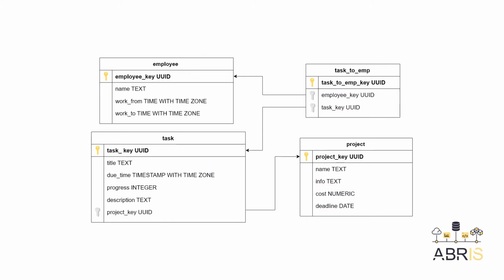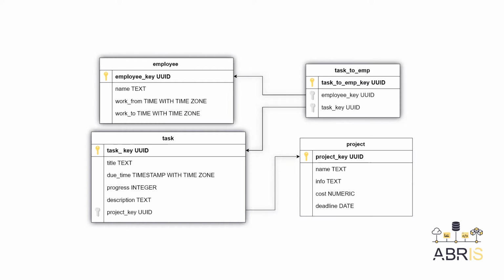To demonstrate the database creating, we use the simplest database, a task manager that consists of 4 tables. Table task and project are one-to-many related with the regular foreign key constraint. Employee and task are related as many-to-many, implemented with the task-to-employee table.